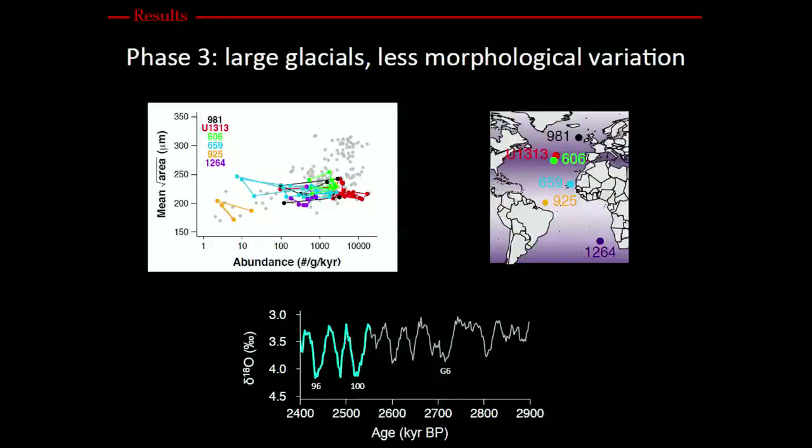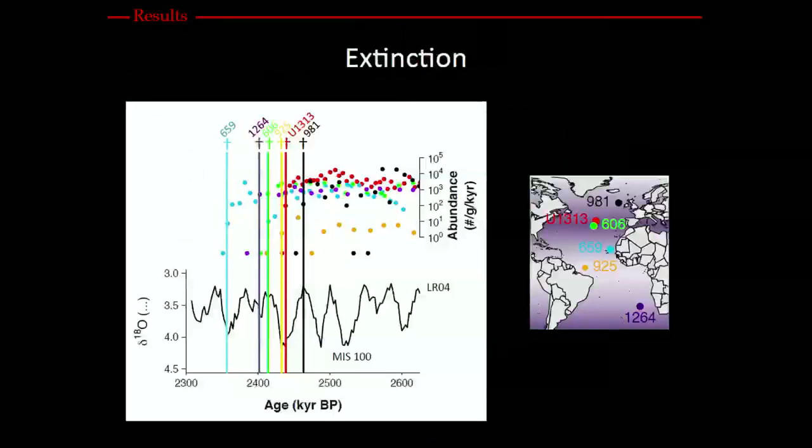And then going towards the final stage, before the species goes extinct, with those really big glacials, I see the same pattern, but you also see that the variation in size is starting to narrow. So it means a loss of morphological variation, and that basically doesn't bode well for the species. So it goes extinct not long after that, and the different populations became extinct at different times.